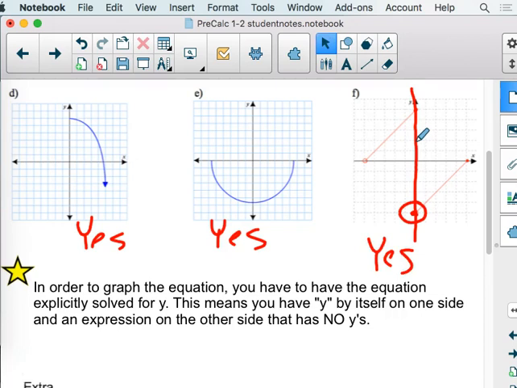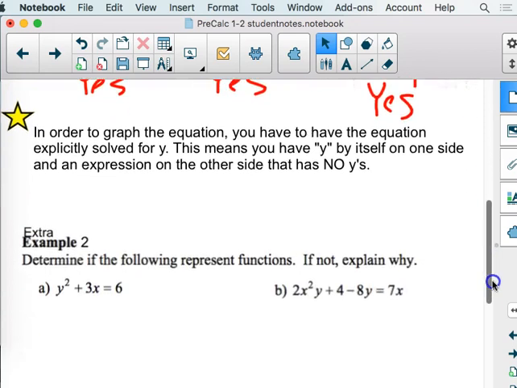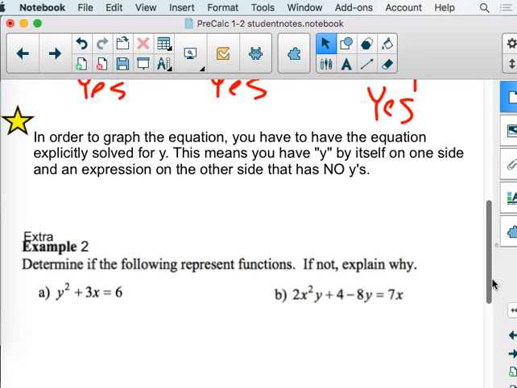So in order to graph the equation, we have to have the equation explicitly solved for y. That's a big piece of what we're going to do when we talk about whether or not we have a function. This means we have to have y by itself on one side and an expression on the other side that has no y's. Because really what we're looking for is whether we have to take an even root while we've got y by itself. Because if we did, then we have to do the plus or minus piece, and that's going to tell us something's not a function.